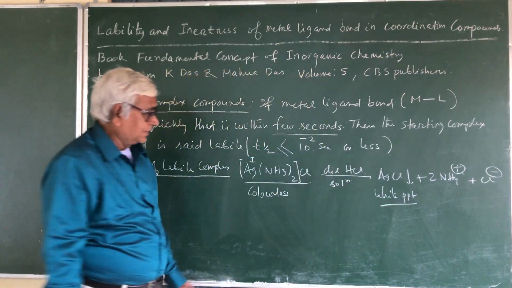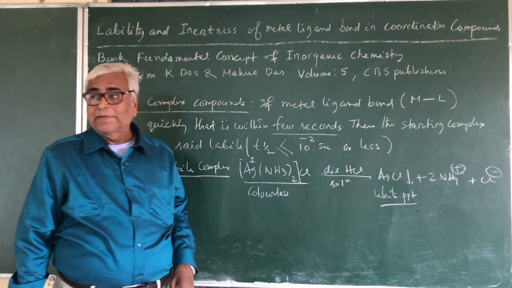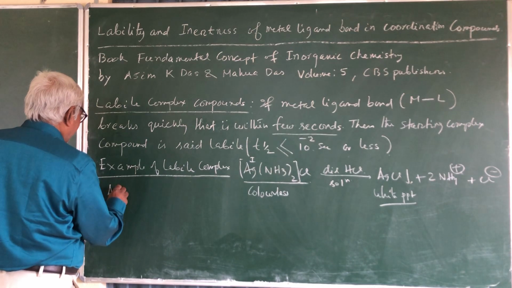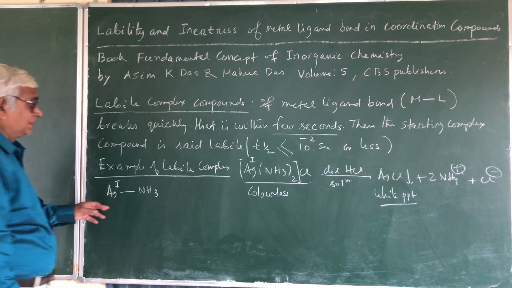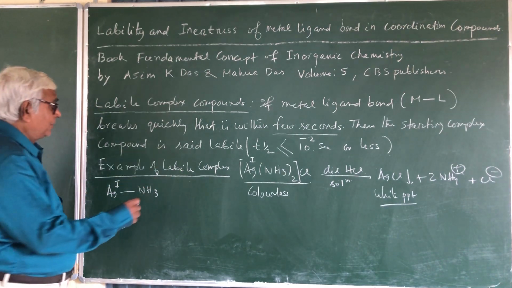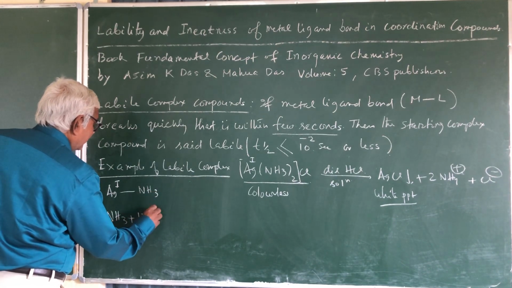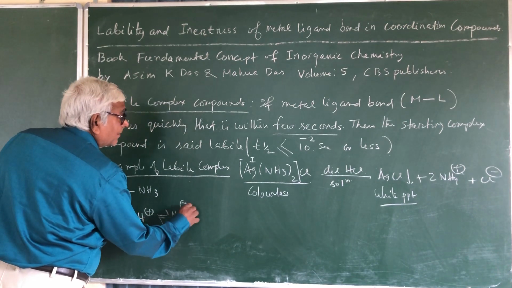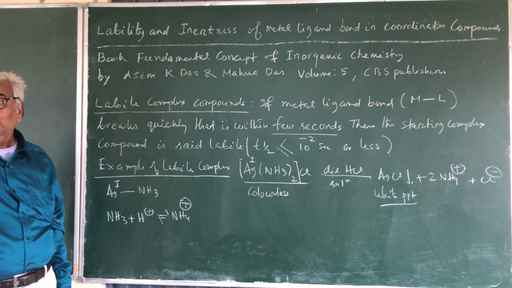To the Tollens' reagent, if you add dilute hydrochloric acid solution, then you get immediate white precipitate. That means the silver ammonia bond is breaking very quickly. Why is this breaking very quickly? Because when you add acid, ammonia has strong affinity for acid. Ammonia has very strong affinity for H plus ion, producing ammonium.